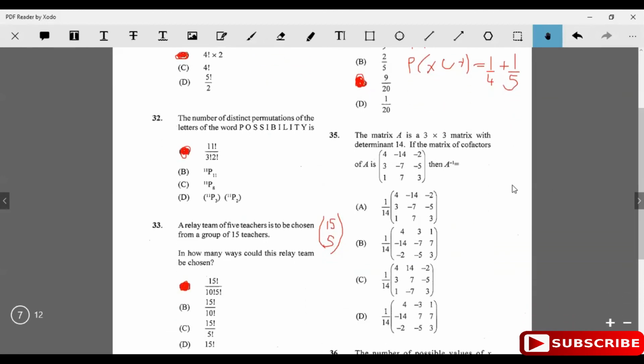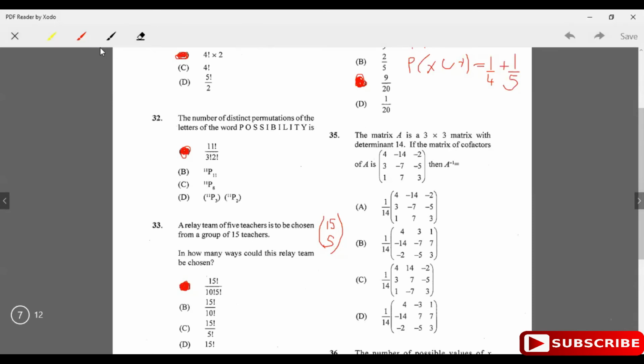Question 35. The matrix A is a 3x3 matrix with determinant 14. So the determinant is obviously 14, but we just need to find the adjoint, which they give us by cofactor. Very good. So we need to transpose this cofactor matrix. Now this question has a p ratio of 0.42.